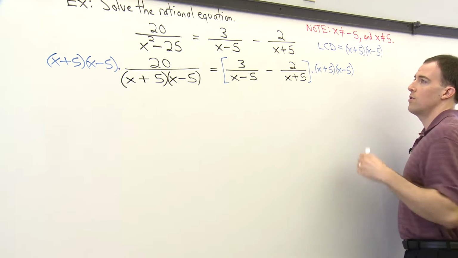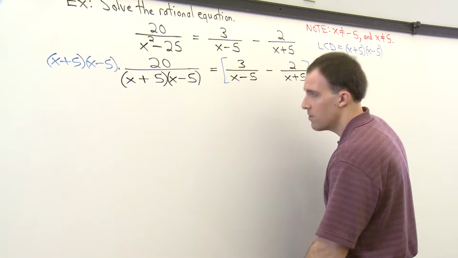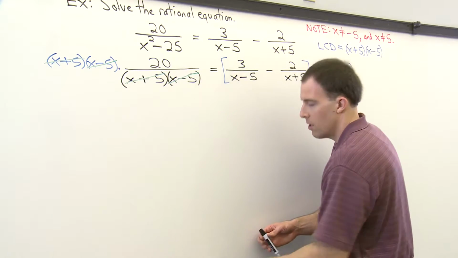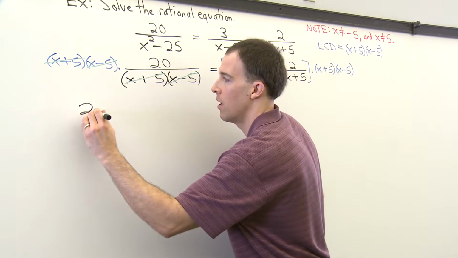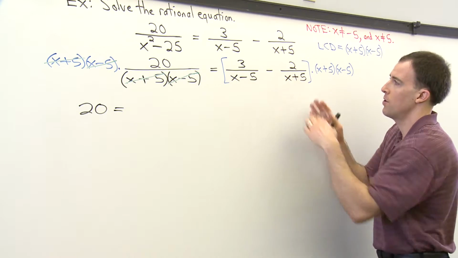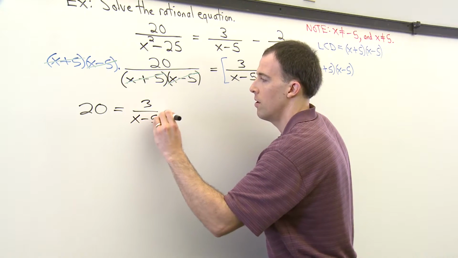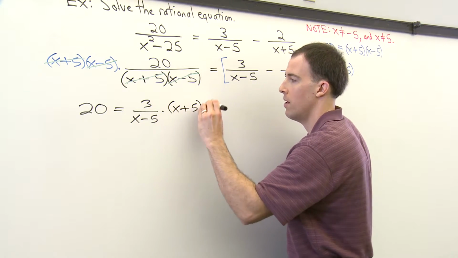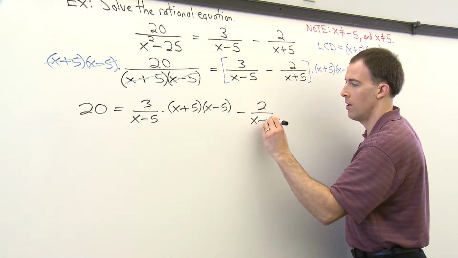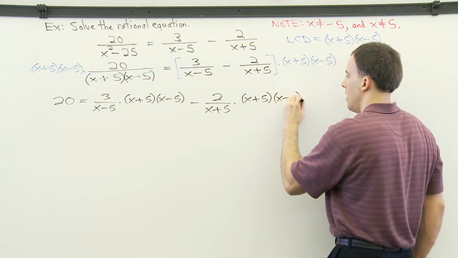We're trying to clear the fractions, and that's accomplished by multiplying every term in the equation by the LCD. So on the left side, the x plus 5 factors cancel each other, and so do the x minus 5 factors. So the left side just becomes 20. On the right side, we've got to distribute our x plus 5, x minus 5 to both terms and simplify. So we've got 3 over x minus 5, multiplying that by x plus 5, x minus 5, and then minus 2 over x plus 5 times x plus 5, x minus 5. I used the distributive property there on the right side.